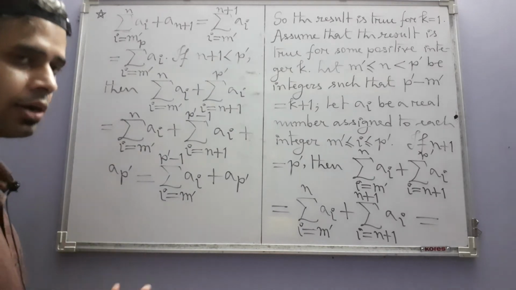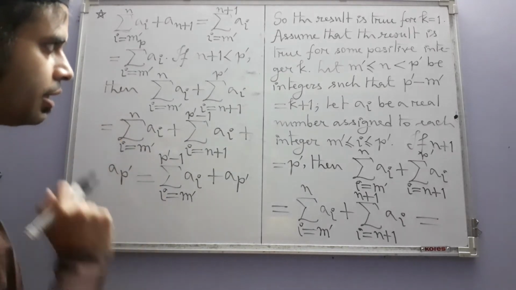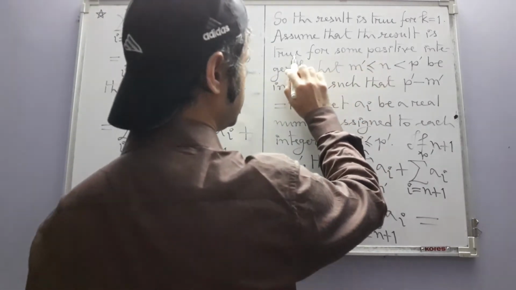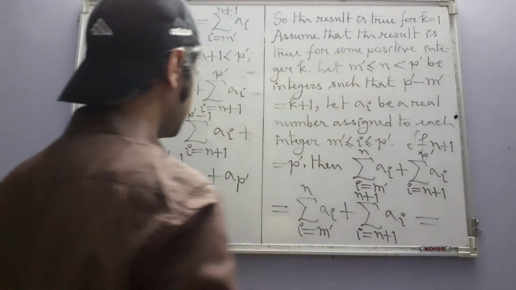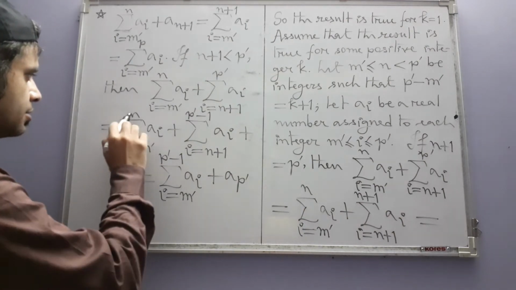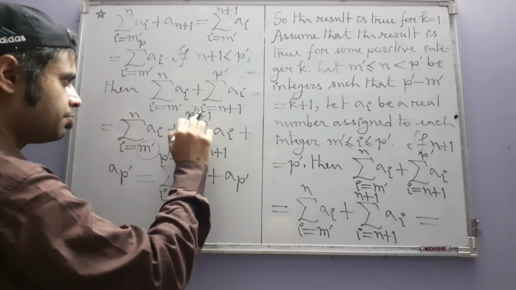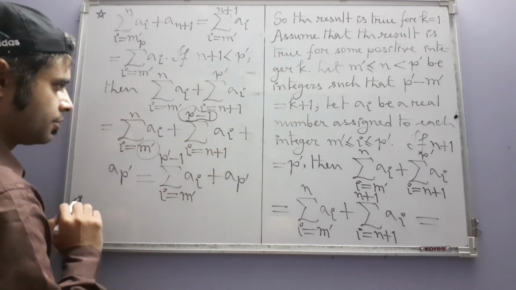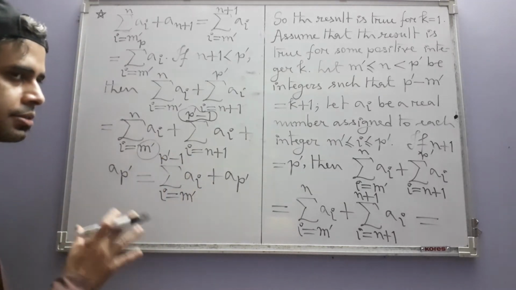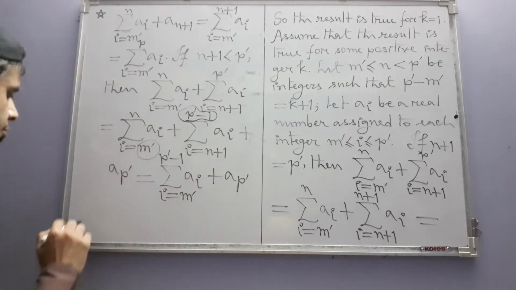Why and how? This thing is coming from the induction hypothesis. What is our induction hypothesis? The induction hypothesis says that the result is true for some positive integer k. Now, if you look at these integers, m prime, p prime minus 1, and n in between m prime and p prime minus 1, let us see if all the ingredients are matching or not.